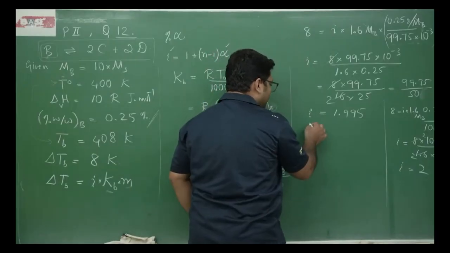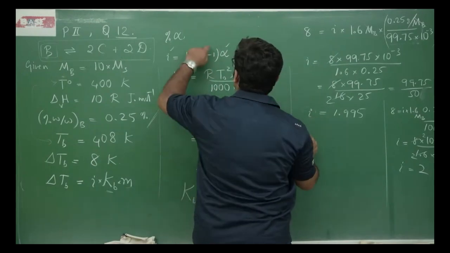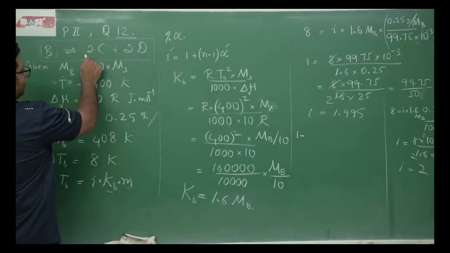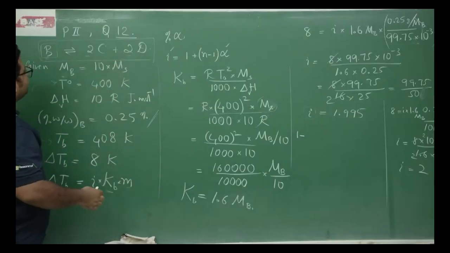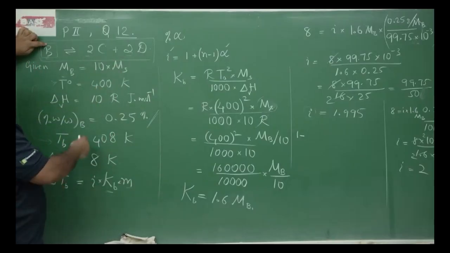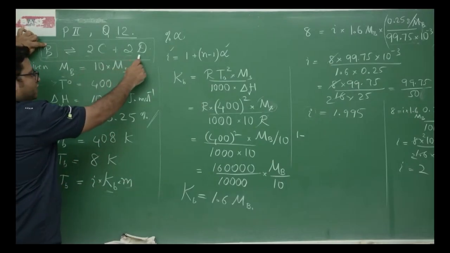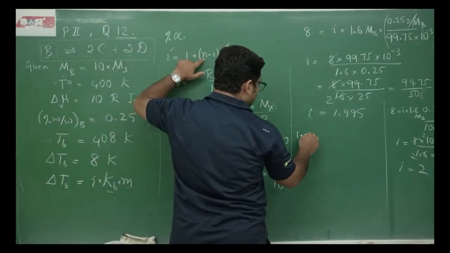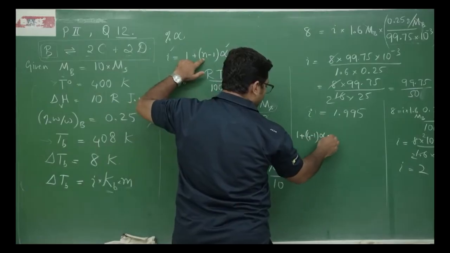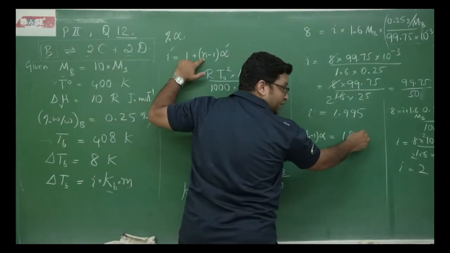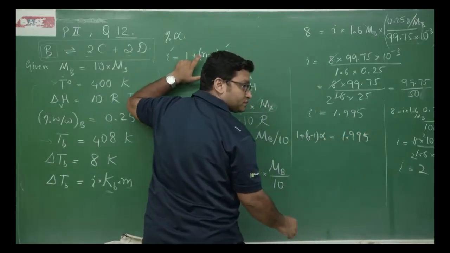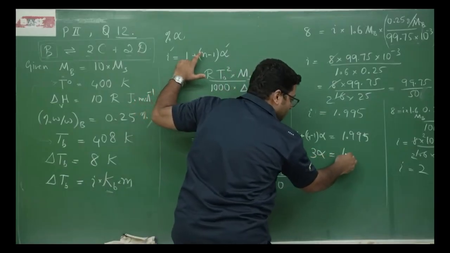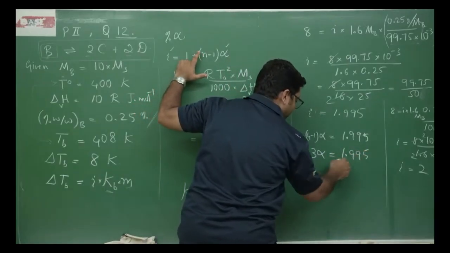So to get an accurate answer, I will replace this i with 1 plus (n minus 1) alpha. The n value here is the number of particles into which a single molecule of solute dissociates: 2 particles of C and 2 particles of D, total of 4 particles. So it is 1 plus (4 minus 1) into alpha, that will be equal to 1.995. So this 1 plus 3 alpha becomes equal to 1.995.